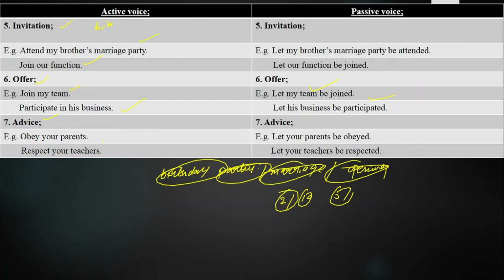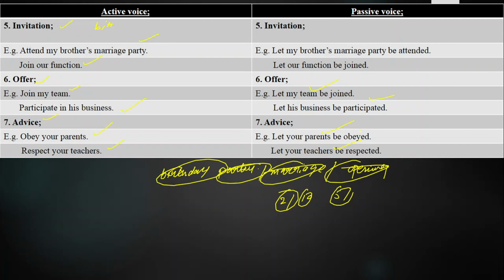Yes, last we have got advice. Advice can be given by our parents, by our teachers, or by our elders for our betterment. Now we have got obey your parents. Let your parents be obeyed. Over here this can be given by a teacher or by your elders. In the same way, respect your teachers. Let your teachers be respected. So these are the sentences of imperative sentences from active voice into passive voice. How you are going to change them. Let plus be, subject plus be plus third form of the verb, that will be the formula for the passive voice sentences in imperative sentences.